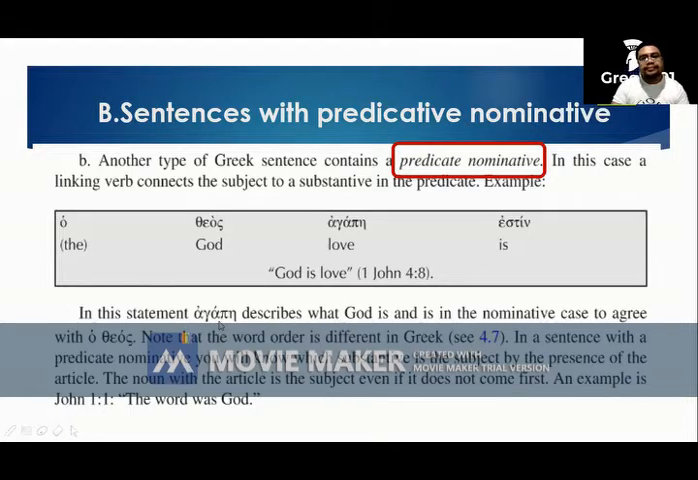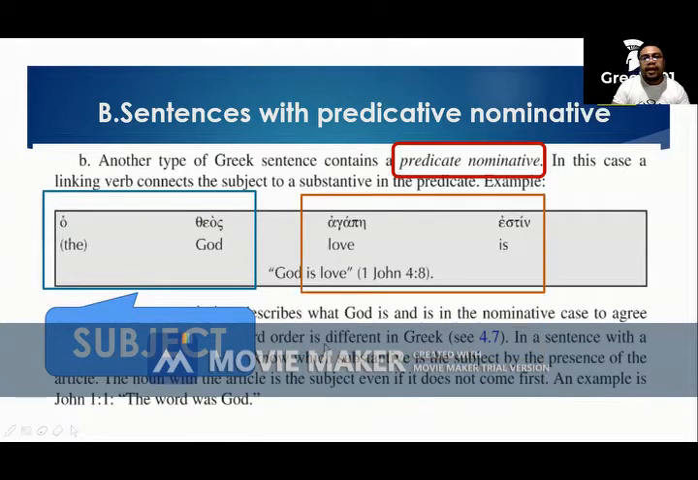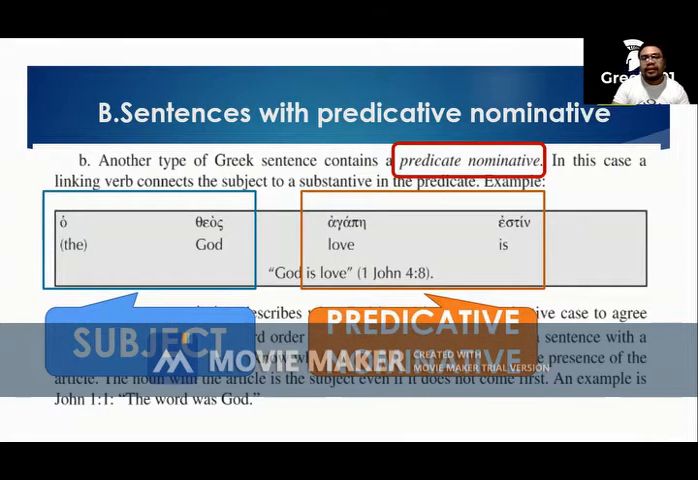So in this statement, agape describes theos, the God, and it is in the nominative case to agree with the order. And of course, we also have the "is love", which is the predicative nominative. So agape here is nominative also, feminine. And of course, it is the predicate of the sentence. So that's an example of a predicate nominative.